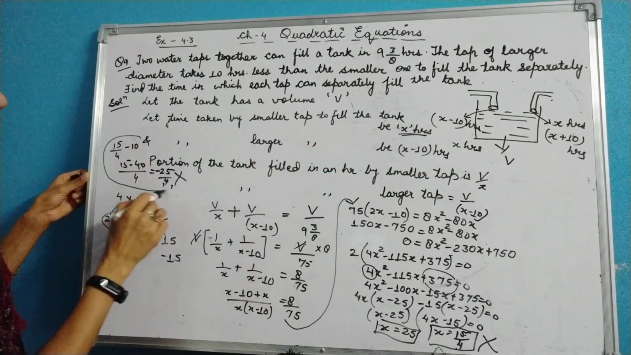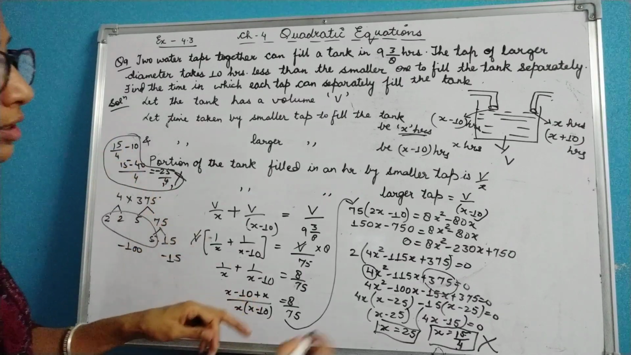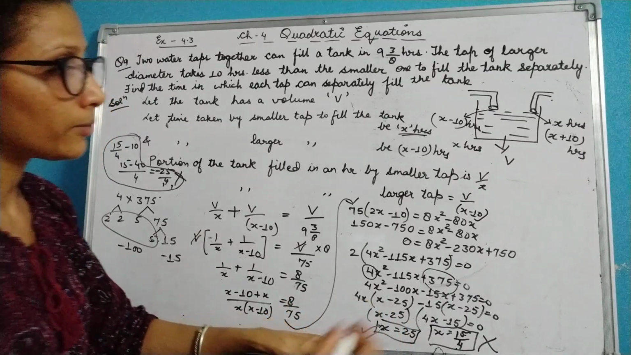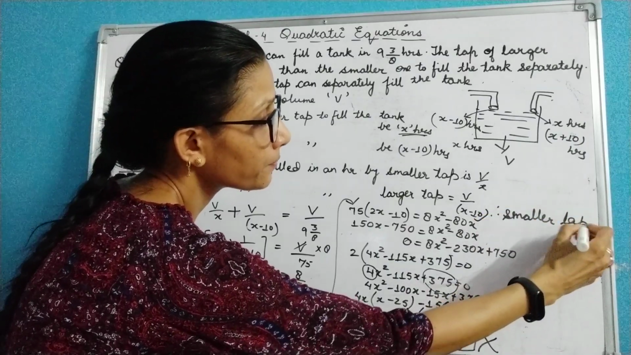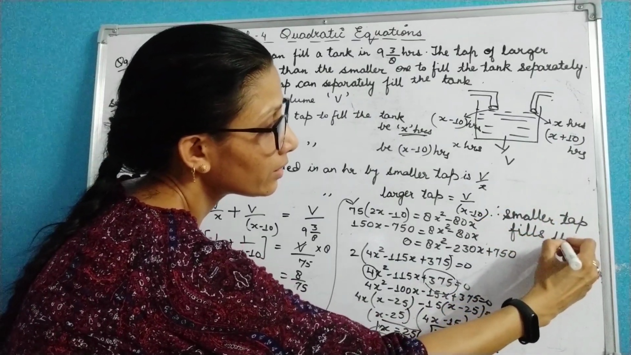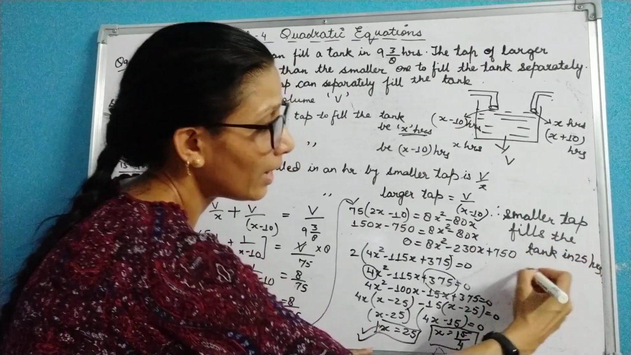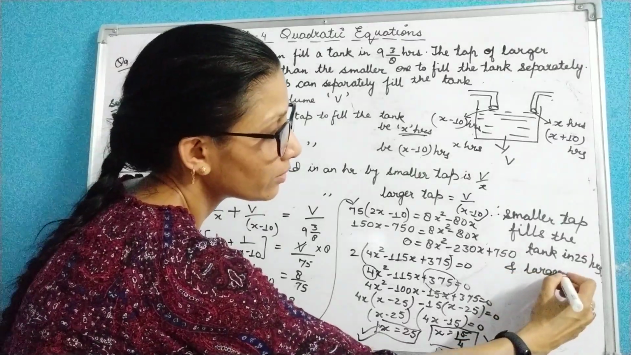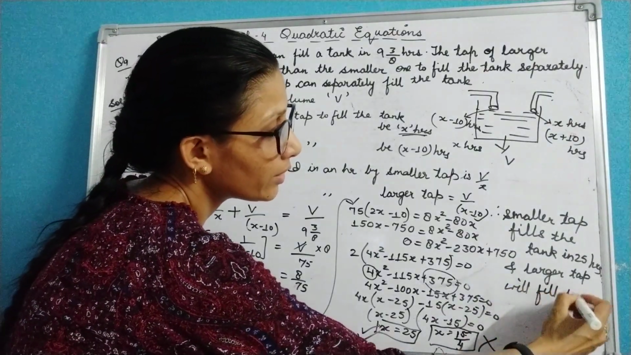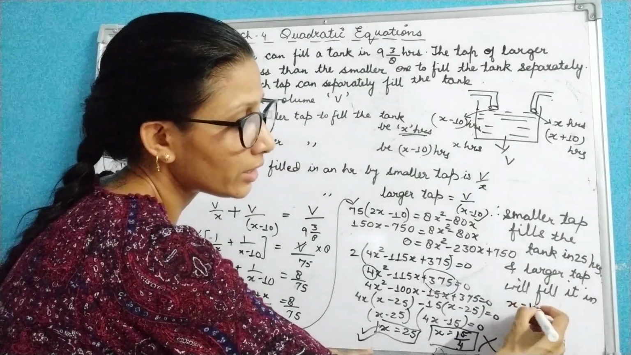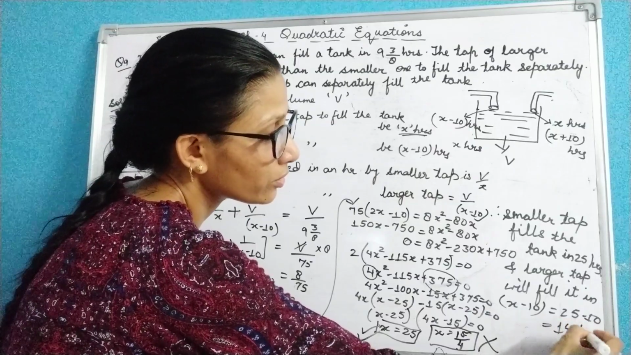Here you can put the value and you can see the solution. Here it is giving me minus 25 by 4. So I will not consider it. So this is the correct value which I should consider. That means your smaller tap fills the tank in 25 hours, and the larger tap will fill it in x minus 10 hours. That means 25 minus 10, which gives you 15 hours.